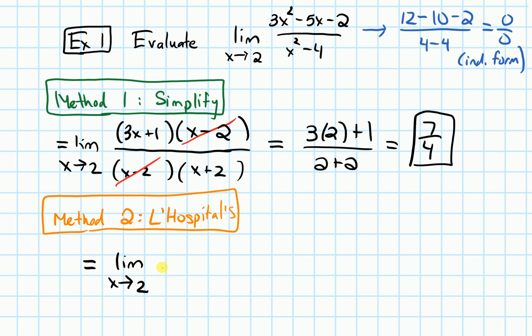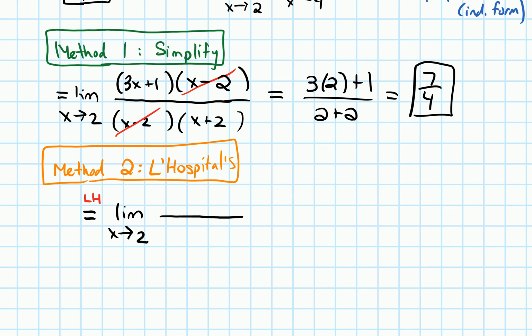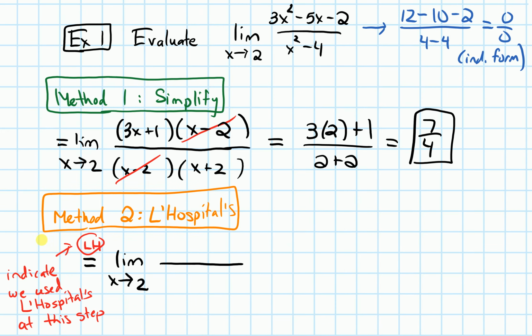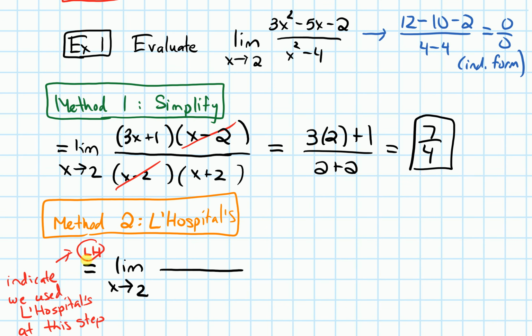Actually, before I get into what this will be, let me make sure that I indicate to my reader that I'm using L'Hopital's. The way I like to do that is to write the letters LH above the equal sign at the step where I'm using L'Hopital's rule. This is how I indicate to whoever's reading this, or maybe whoever's grading my work, that we used L'Hopital's at this step. That is really important when you are doing your write-ups, homeworks, quizzes or exams, that you indicate the step at which you use L'Hopital's rule. So it's easier for whoever is reading or grading your work to know that's what you did at that step.